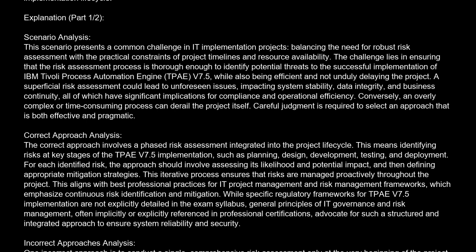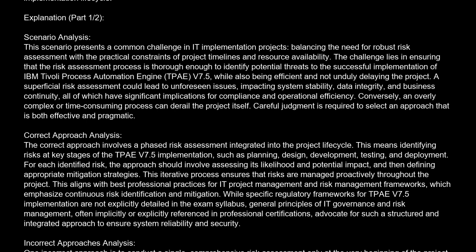A superficial risk assessment could lead to unforeseen issues, impacting system stability, data integrity, and business continuity, all of which have significant implications for compliance and operational efficiency. Conversely, an overly complex or time-consuming process can derail the project itself. Careful judgment is required to select an approach that is both effective and pragmatic.